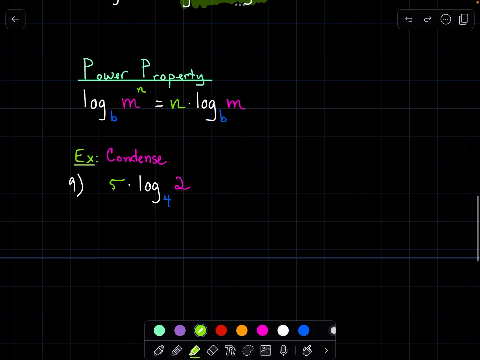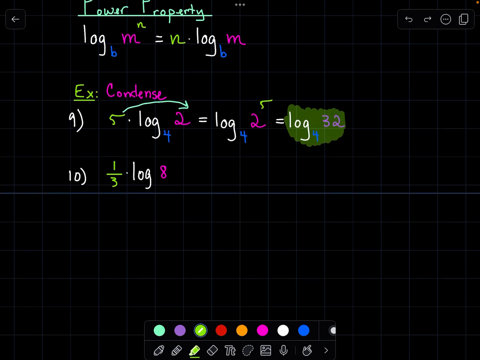So condense. We have 5 times log base 4 of 2. Well, the question then becomes, where did that 5 come from? Well, originally, the 5 used to be the exponent, so we're going to put that back. Now we have log base 4 of 2 to the 5th power, but we do know what 2 to the 5th power is, and by typing that in, we can find that this condenses to log base 4 of 32.